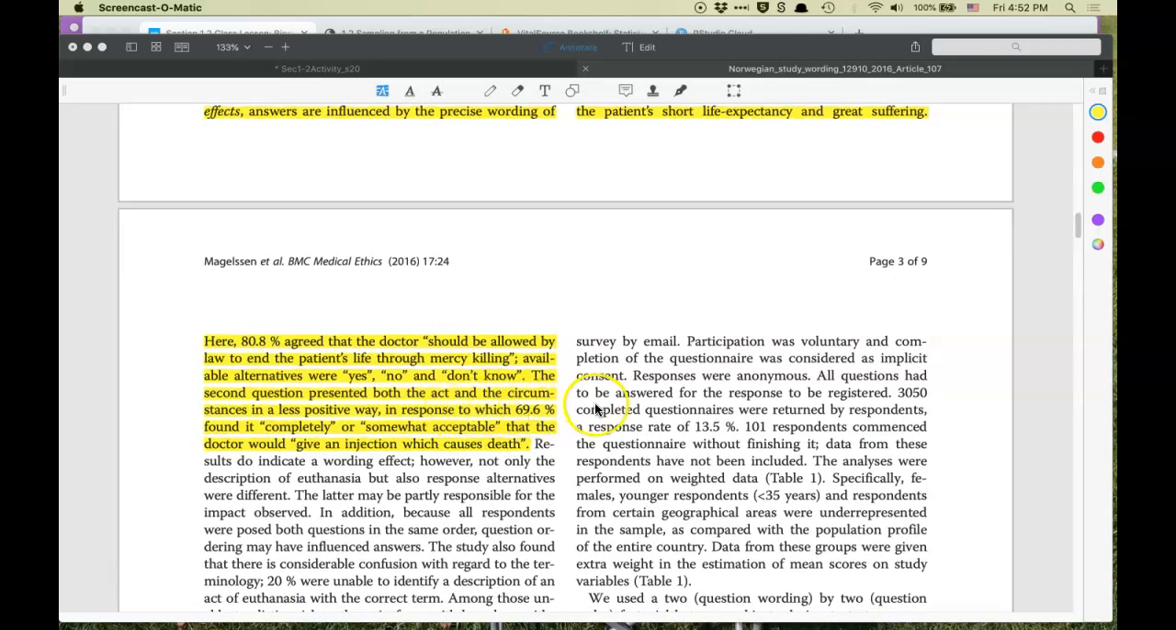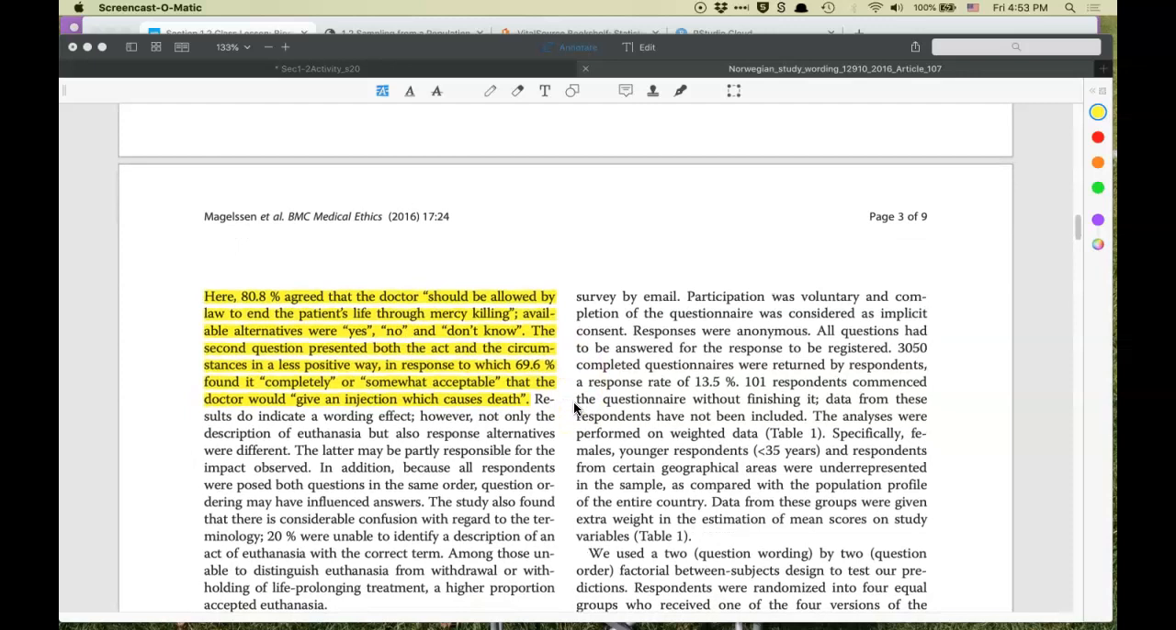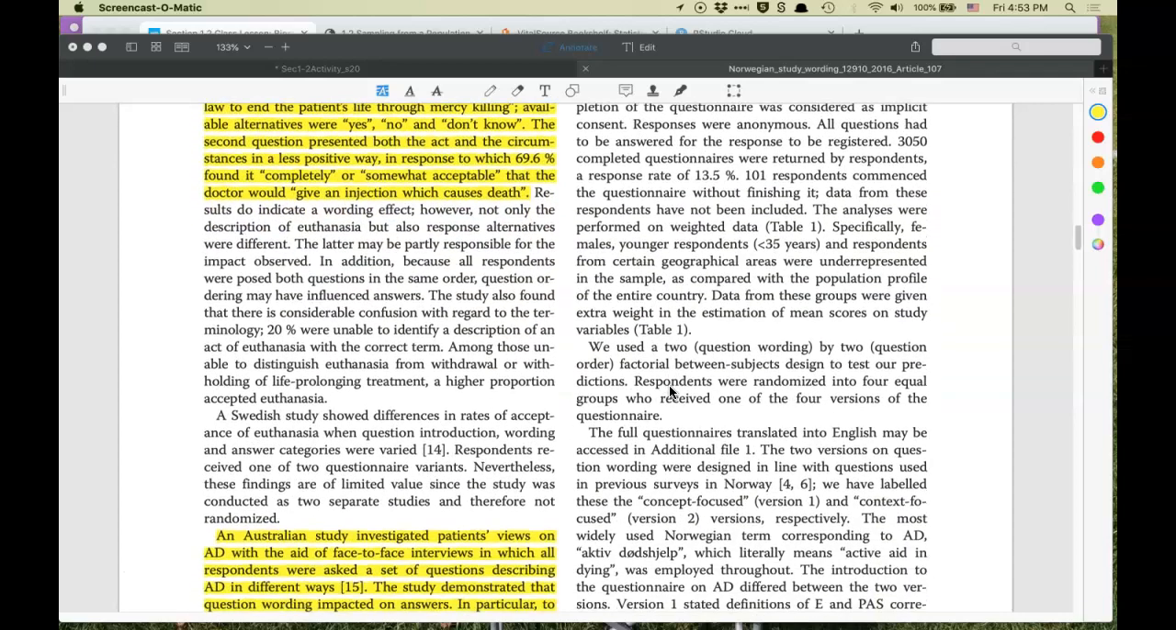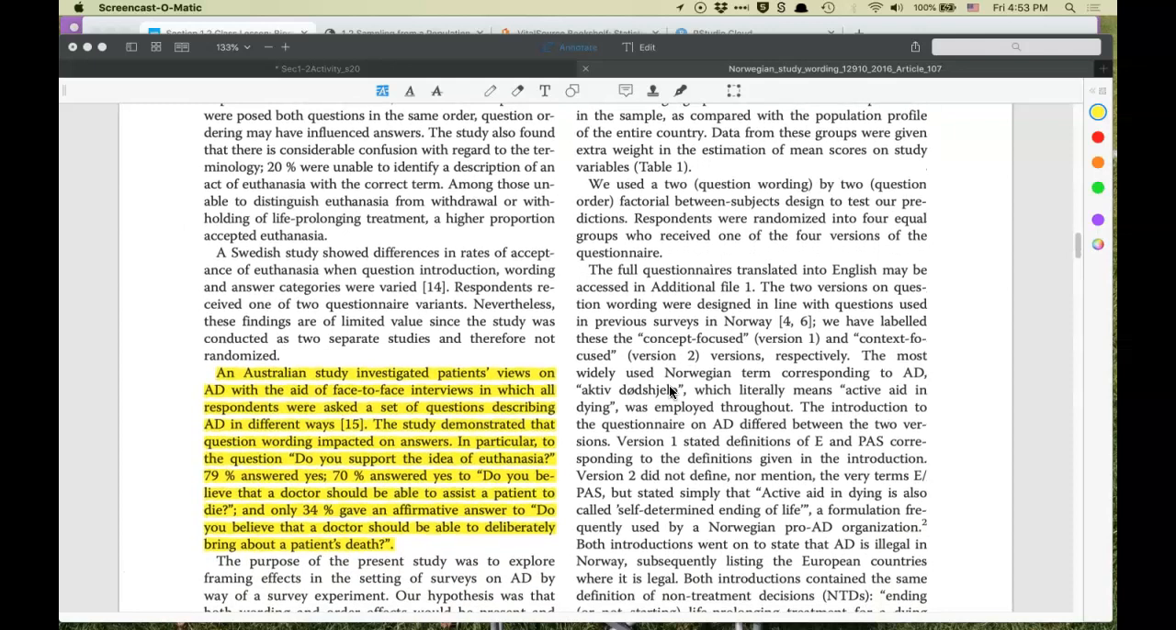The second question presented both the act and the circumstance in a less positive way, in response to which 69.6% found it completely or somewhat acceptable that the doctor would give an injection which causes death. So depending on the response that was perhaps desired by the researchers, it might affect how the question was asked. In an Australian study, they asked, do you support the idea of euthanasia, or do you believe that a doctor should be able to assist a patient to die?